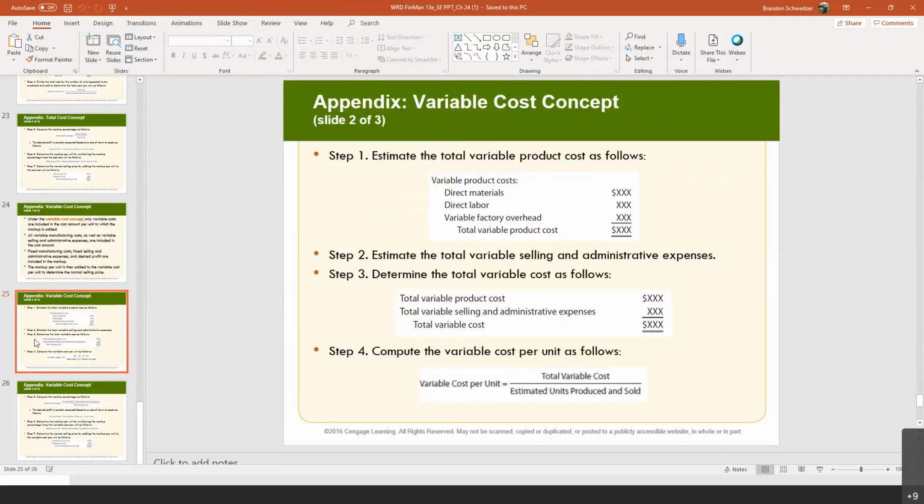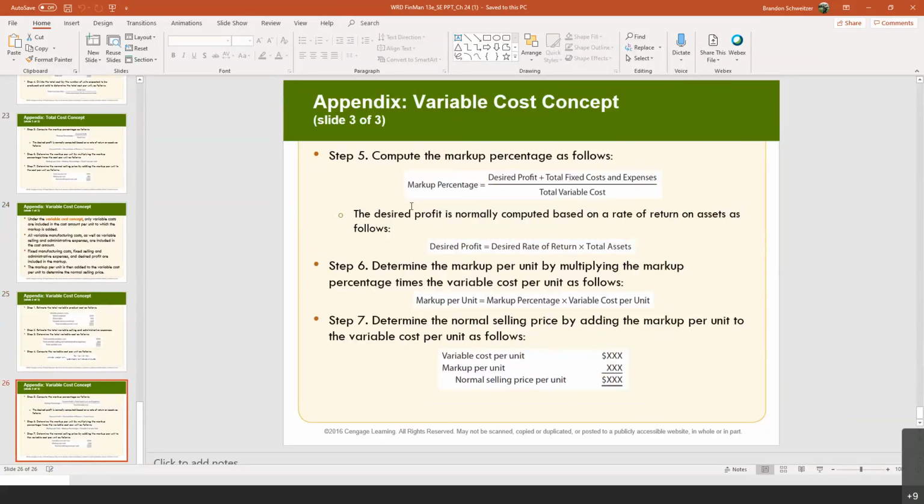So how does that work again? We take our direct materials, direct labor, variable factory overhead to get our variable product cost. Then we estimate the total variable selling administrative expenses. Don't worry, they'll be given. Step 3, we determine the total variable cost by getting our total variable product cost plus our total variable selling administrative expenses to get the total variable cost. Then we figure out our variable cost per unit, which is the total variable cost divided by the estimated units to be produced and sold.